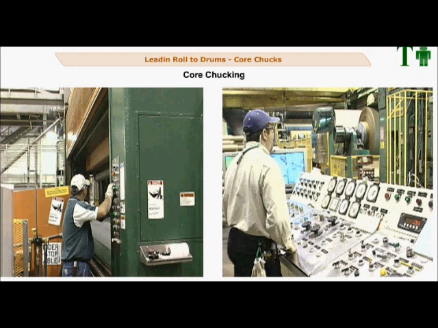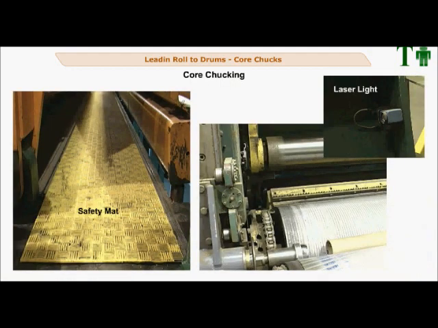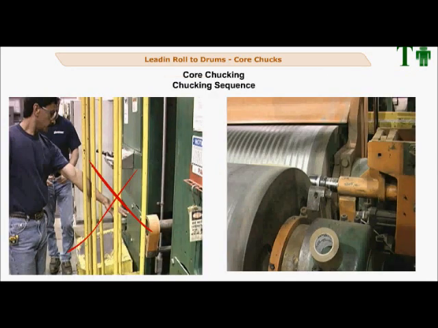The operator should only engage the core chucks into the cores when he has a direct line of sight and can see that there is no one or an obstruction in the way. Mills should consider interlocking a safety mat or laser light in front of the drums before allowing the core chucks to chuck up. Never reach into the drum pocket or core chucking area if there is an automatic or semi-automatic chucking sequence in progress. The area should be properly guarded.